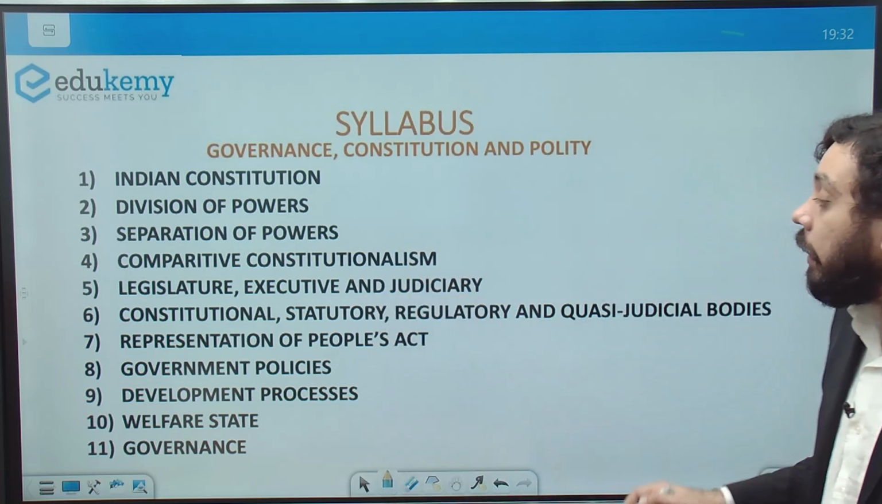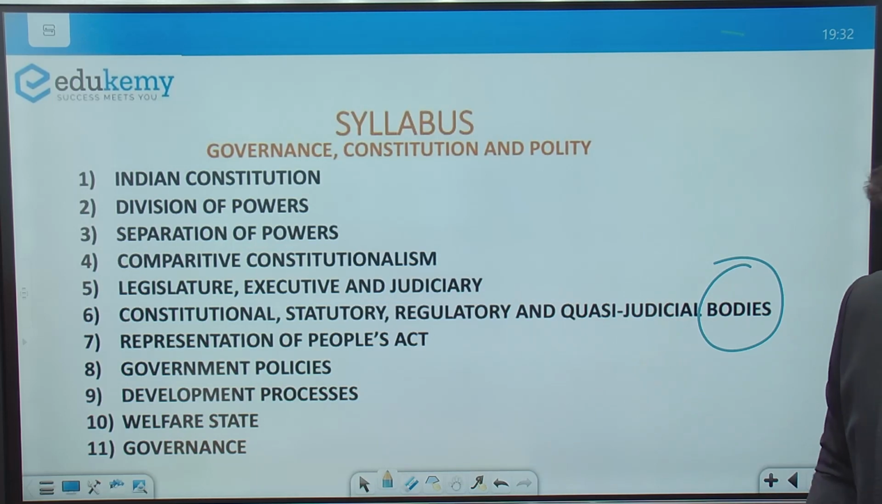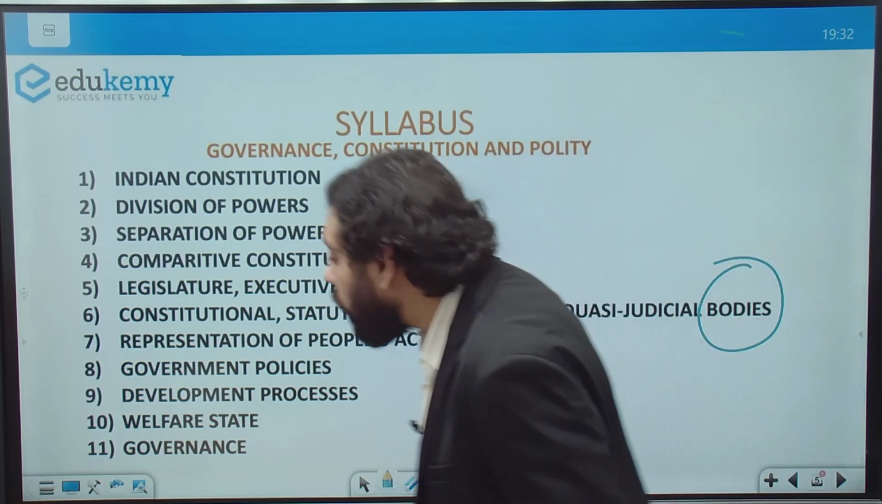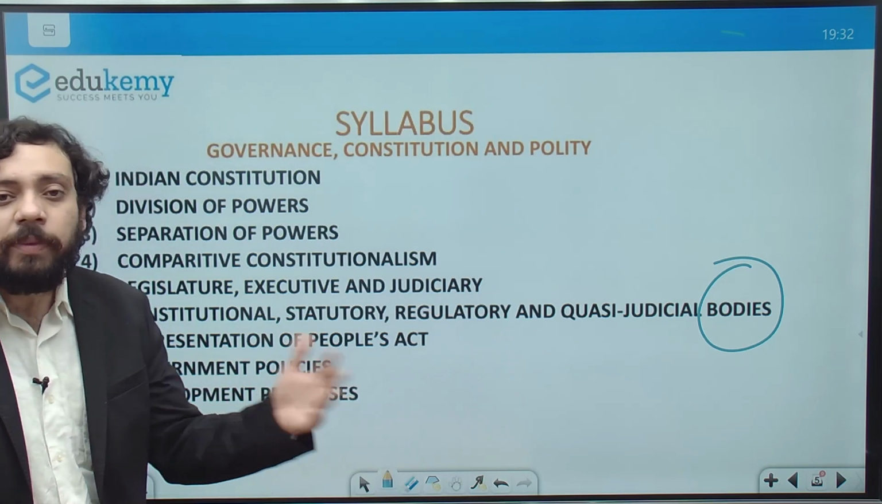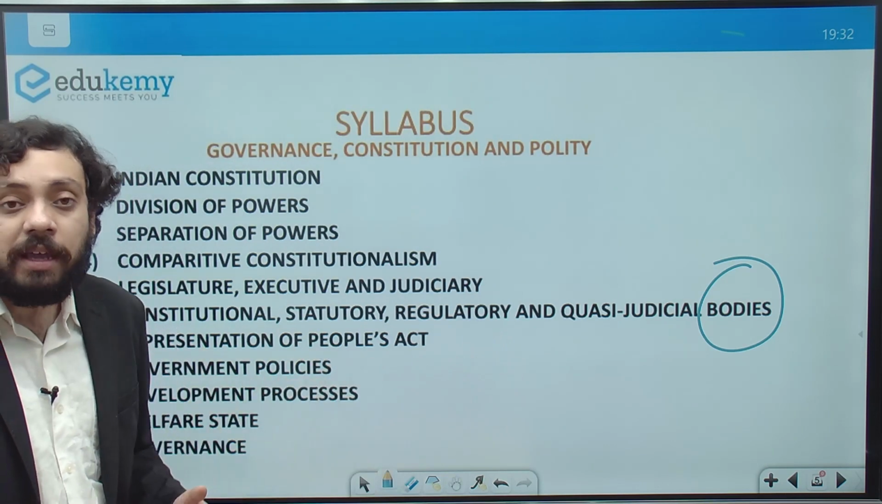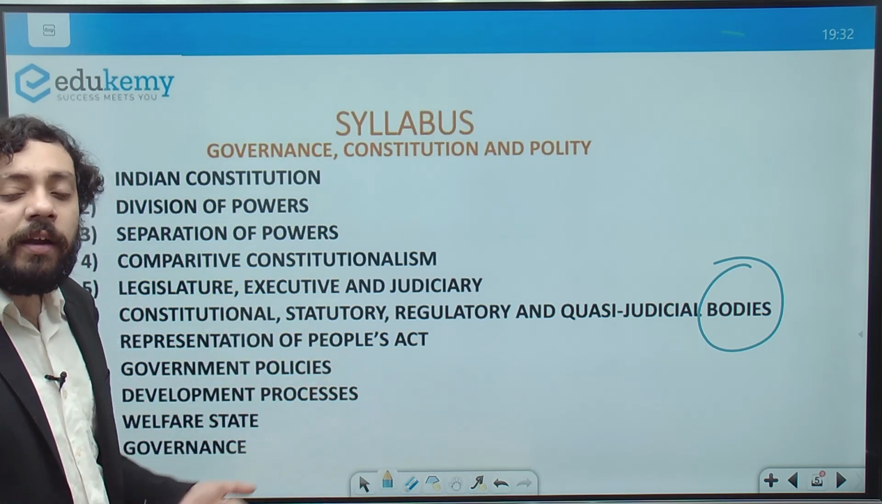This is the 5th point. The 6th point will deal with bodies. For instance, the Finance Commission, the Election Commission, the Reserve Bank of India, which is more in the domain of economy, but certain questions can be asked. For instance, in this prelims examination, there was a question related to the Reserve Bank of India, which was falling under the domain of polity.